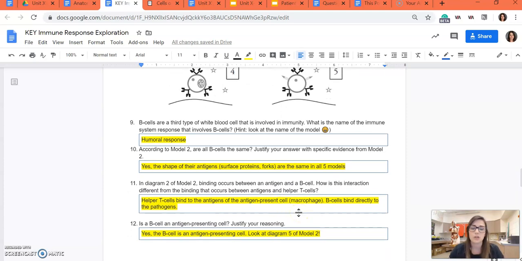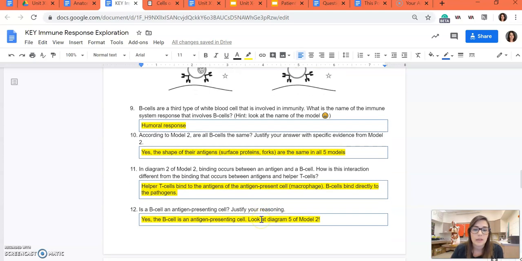So number 9, that's called the humoral response. Number 10, yes, the shape of the antigens, the surface proteins that look like forks, are all the same in all 5 models. Helper T cells, for number 11, bind to the antigens of the antigen presenting cell, and then the B cells bind directly to the pathogens.